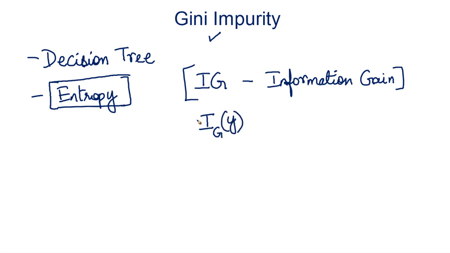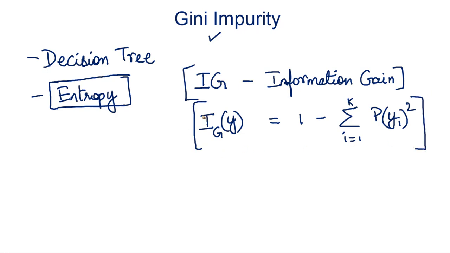IG of y. This is the representation of Gini impurity, and the formula is 1 minus summation of all the different categories of the y variable. Say a given variable has k categories. For all the different categories of y, probability of the individual categories, the whole square. This is the entire formula for Gini impurity. That's all there is to it. This is Gini impurity.